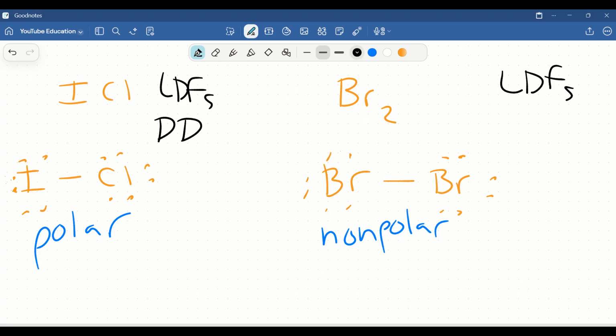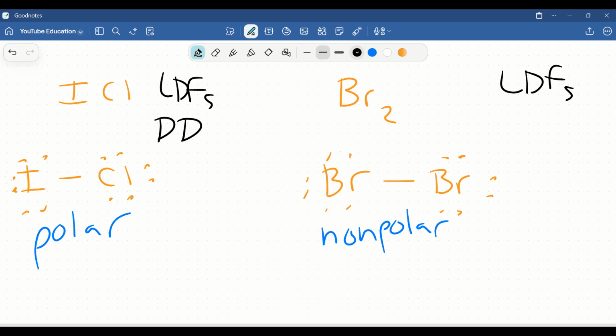Now the next thing is, you could get the molar masses of each to compare their LDFs. However, with that being said, even if you got the molar masses of them, you'll find out that they're relatively the same molar mass. They're both around 160-ish grams per mole, so their LDFs are going to be relatively the same.